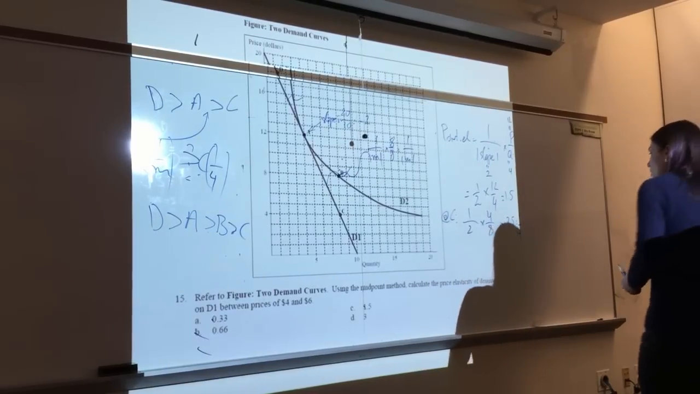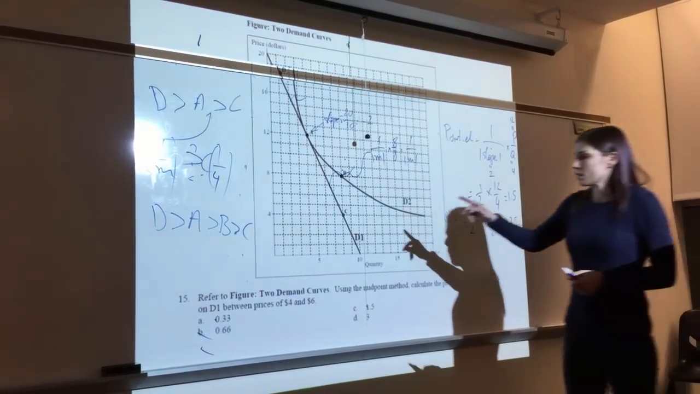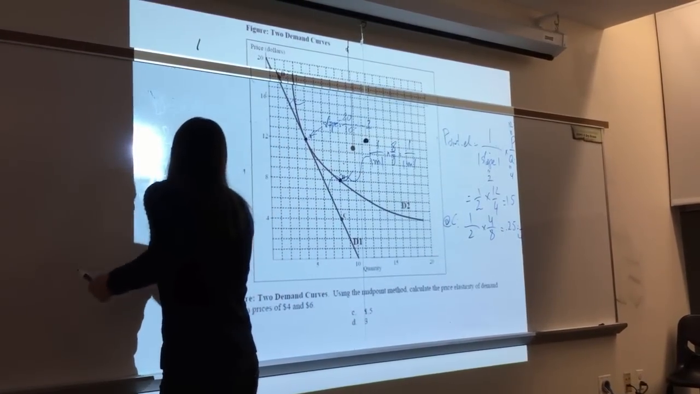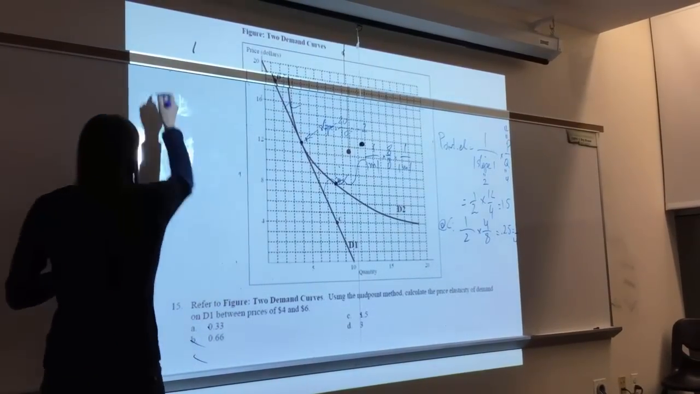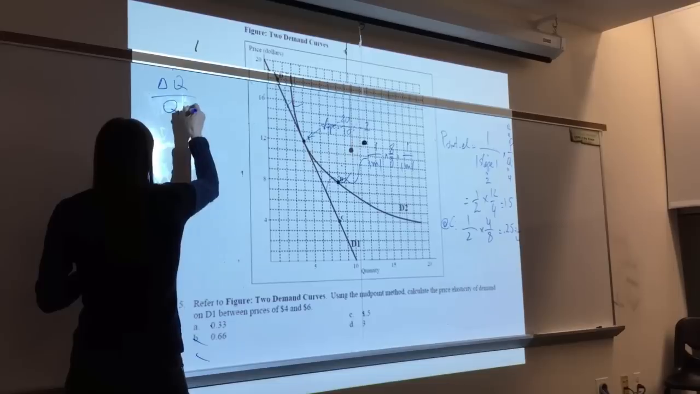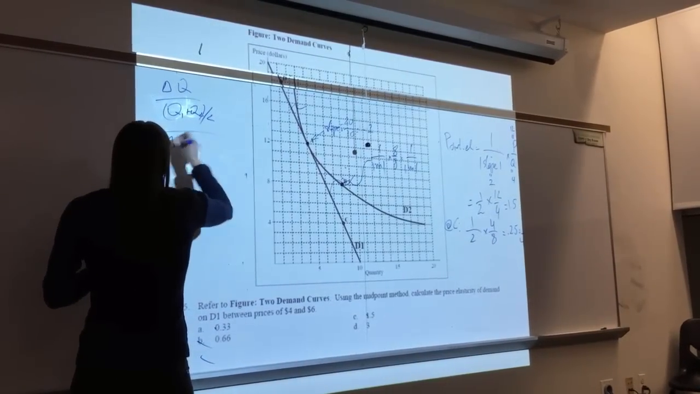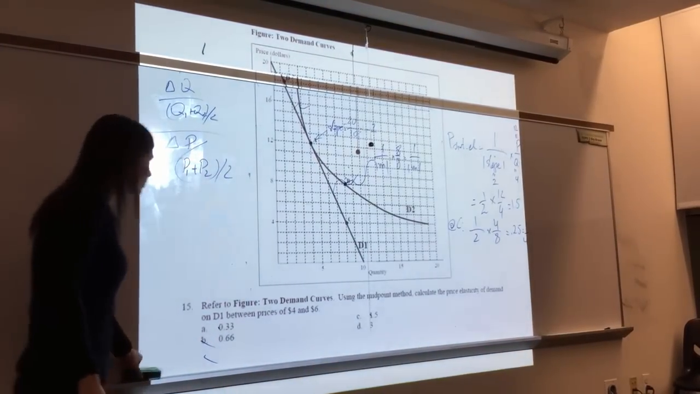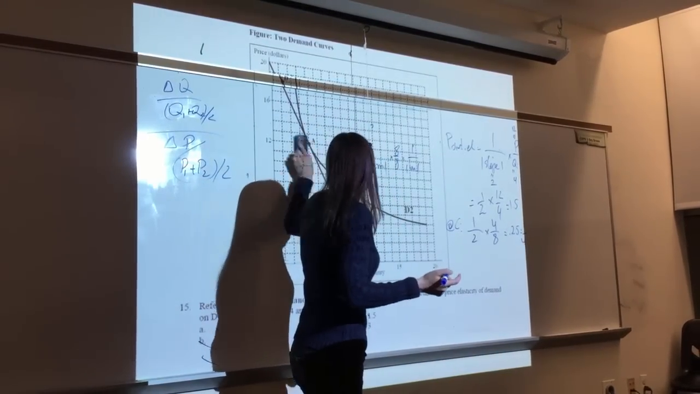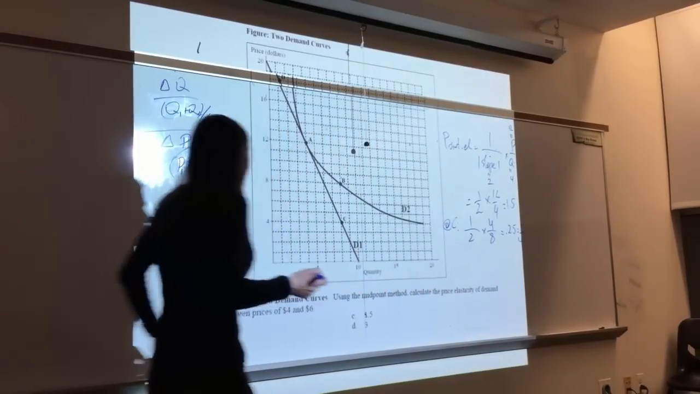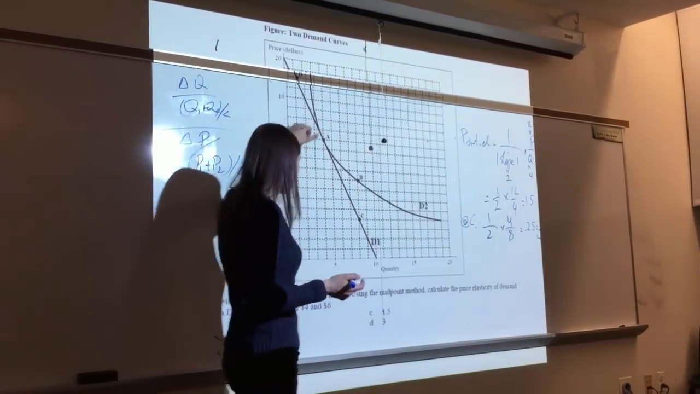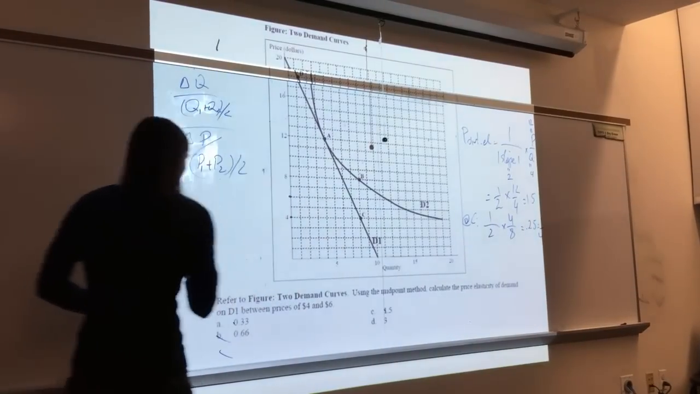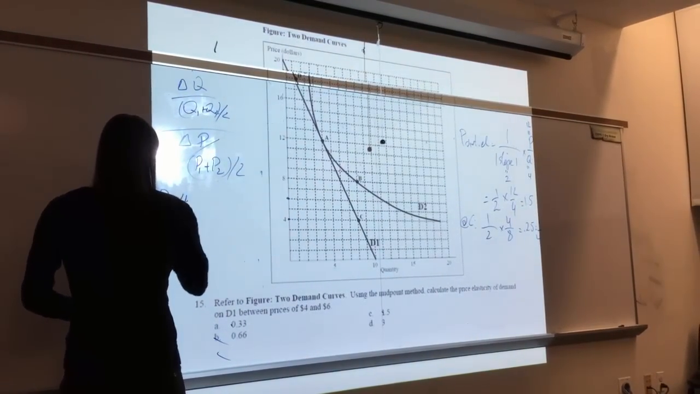Okay, using the midpoint method, calculate the price elasticity of demand on D1 between prices of 4 and 6. All right, so I know the midpoint formula is the change in Q over average Q divided by the change in P over average P. So we need to know the 2 Qs and the 2 corresponding prices, and we can calculate the price elasticity of demand. We are on D1, between prices of 4 and 6. If P1 is 4, P2 is 6.